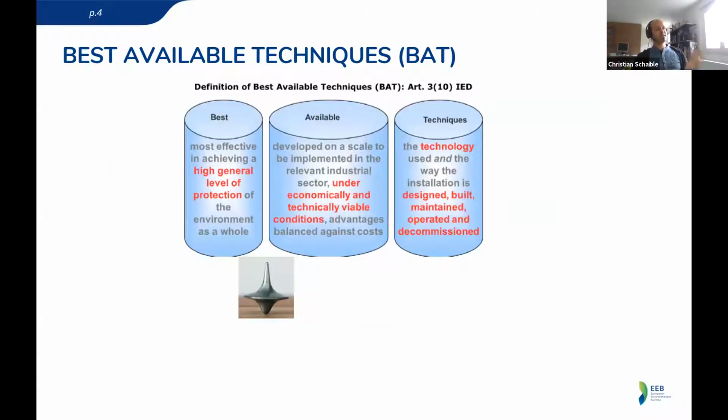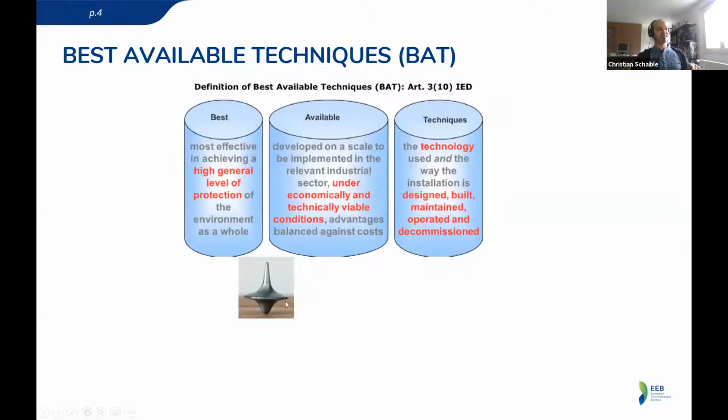So now going into the BAT definition itself, what does it say? The overall is the most effective, so best is most effective in achieving a high general level of protection of the environment as a whole. So here again, you have the integrated approach. You have to look at all the aspects. Resource consumption is a bit lost. For the moment, climate protection is not part of the environment, but I will go back to this later. It's more like a political reason due to the EU ETS.